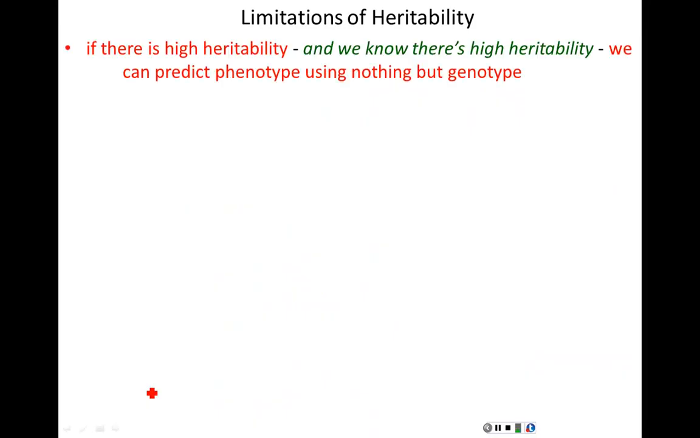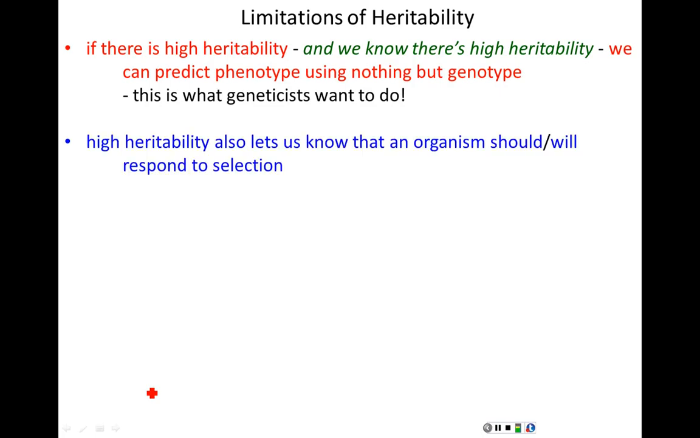But let's also talk about the limitations of heritability. If there is high heritability, and we can prove that there's high heritability, we can predict phenotype using nothing but genotype. Why? Well, if there's high heritability, that means there's a low environmental impact on the trait. And if the environment is playing a very small role, then most of the role is genetics, and geneticists can predict phenotypes when genetics are in play. That's what geneticists can do. That's what geneticists want to do.